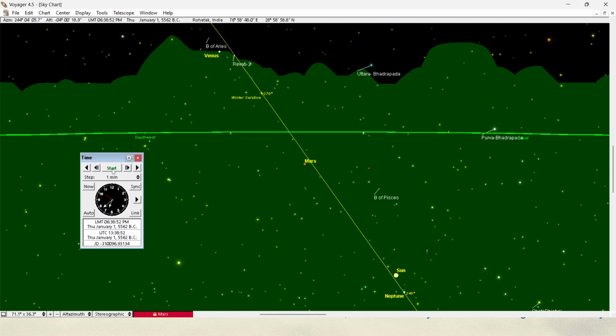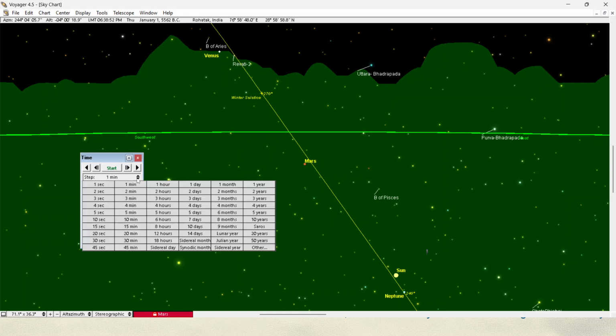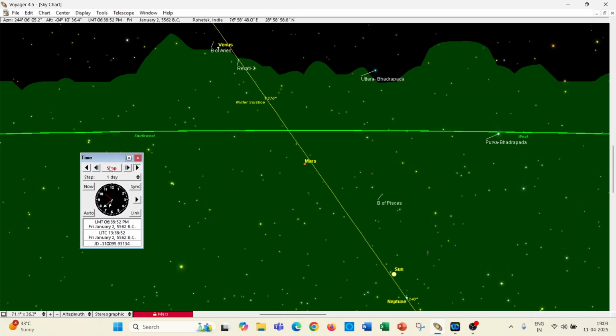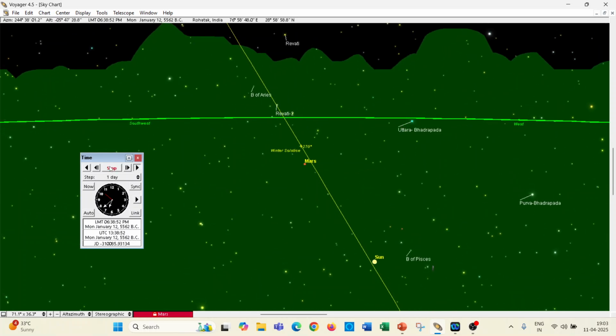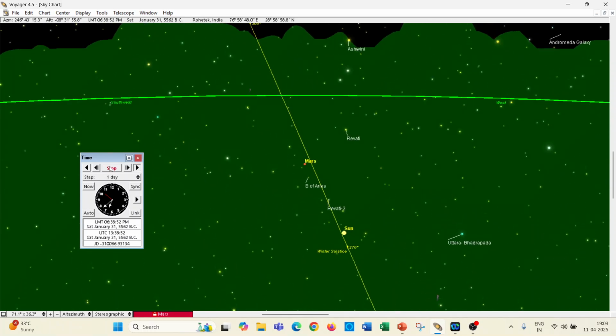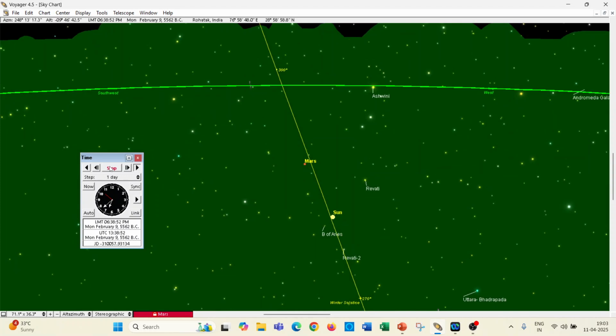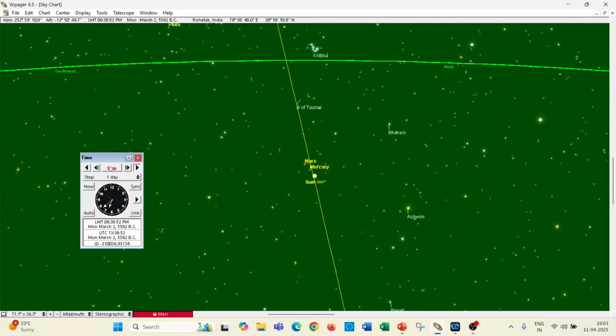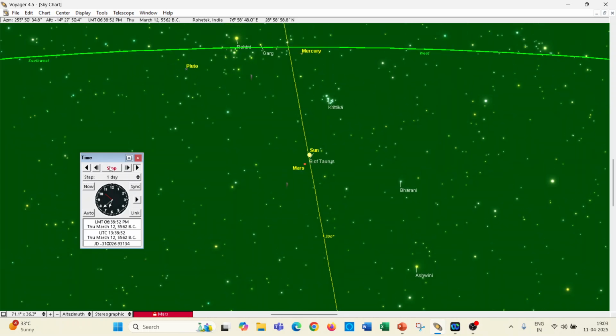Okay, so let's begin with a step change of 1 day. Right now it's 1 minute. I'm going to change it to 1 day, and let's begin. So look at this. Mars is to the south of the ecliptic right now. That is the line you see where the Sun is now approaching Mars. Mars is to the south of the ecliptic.